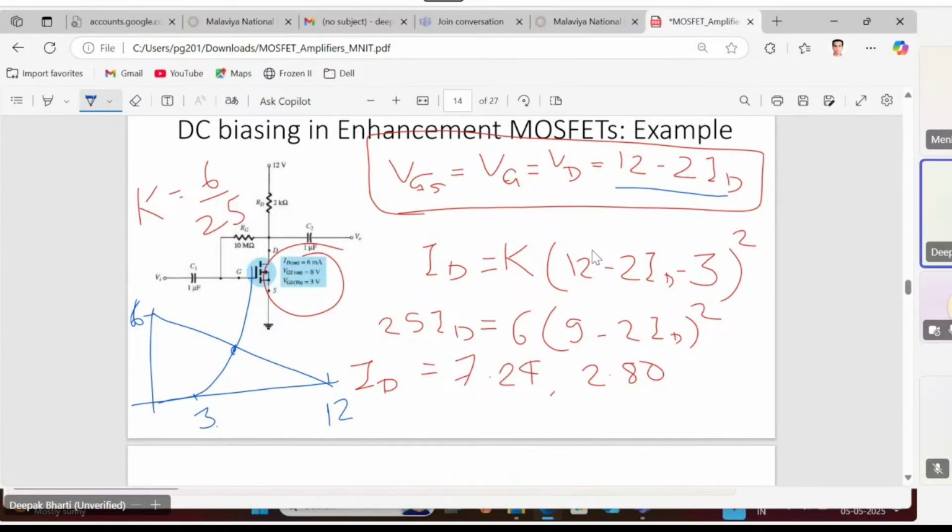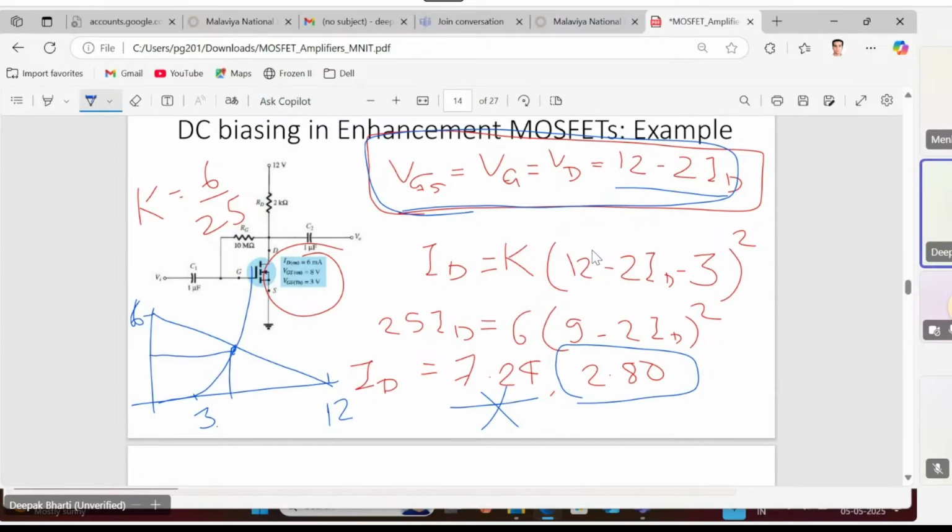Now you can easily see that the value of current, the operating point, has to be between 0 and 6. So 7.25 has to be neglected, and 2.80 becomes the solution. So the solution of this circuit is ID is equal to 2.8 milliampere, and you can get the value of VGS from the equation of the load line. By putting the value of ID, you can calculate the VGS.